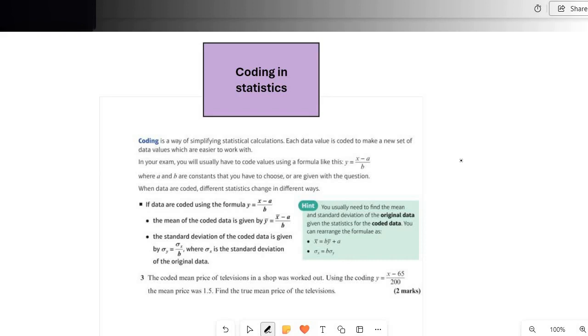You usually need to find the mean and standard deviation of the original data given the statistics of the coded data. You can rearrange the formula using these equations: mean of x equals b multiplied by mean of y, plus a, and standard deviation of x equals b multiplied by standard deviation of y.